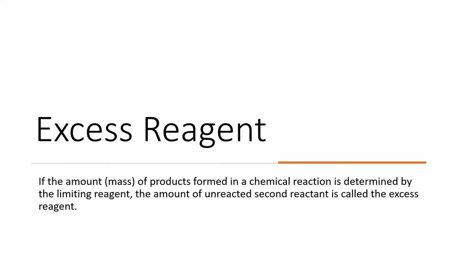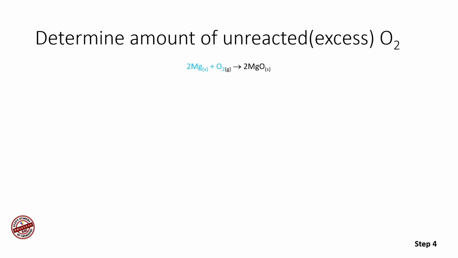Now we also want to calculate the amount of unreacted oxygen. That's what we're going to do. So now you can define excess reagent as the reagent that is present even after the reaction is complete. For the given reaction, we want to determine the amount of unreacted or excess oxygen. In this case, we are only interested in the relationship between magnesium and oxygen. We're not looking at the amount of magnesium oxide formed. We want to find out the number of moles of the limiting reagent, which we already did.